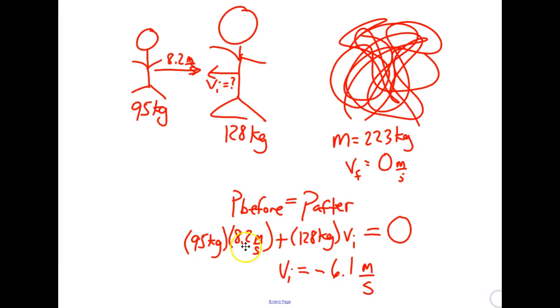Clearly what you would do is take this momentum, this product, determine what it is, and subtract it over to the other side, and then divide by the 128 to solve for VI. This would give you an initial velocity of negative 6.1 meters per second. This makes sense because the defensive tackle was moving in the opposite direction as our 8.2 meter per second fullback. So his velocity should be negative.